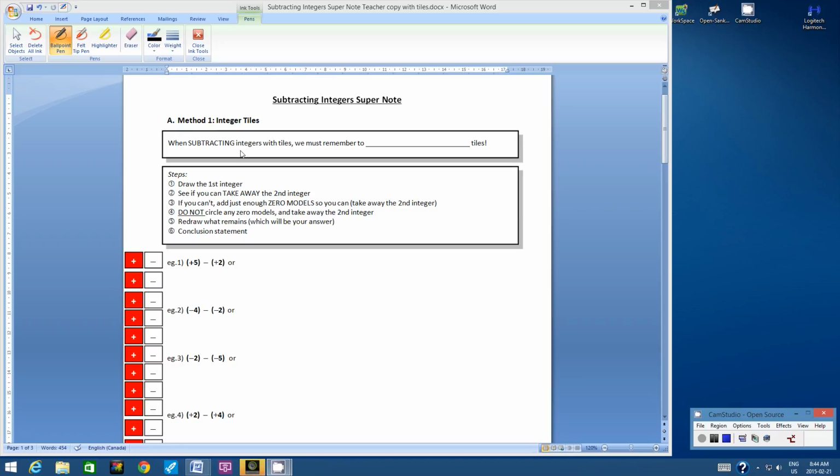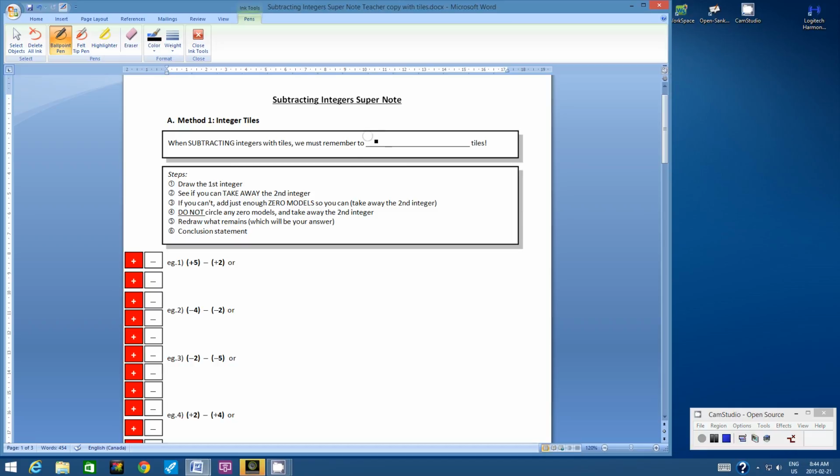When subtracting integers with tiles, we must remember to... Now, if you recall back to the addition of integers using integer tiles, the key word was to combine tiles. But when we subtract, the key word is to remove tiles. So please write that in the blank here, to remove tiles. Now again, like I said, the strategy is completely different from adding integers. So these are our steps.